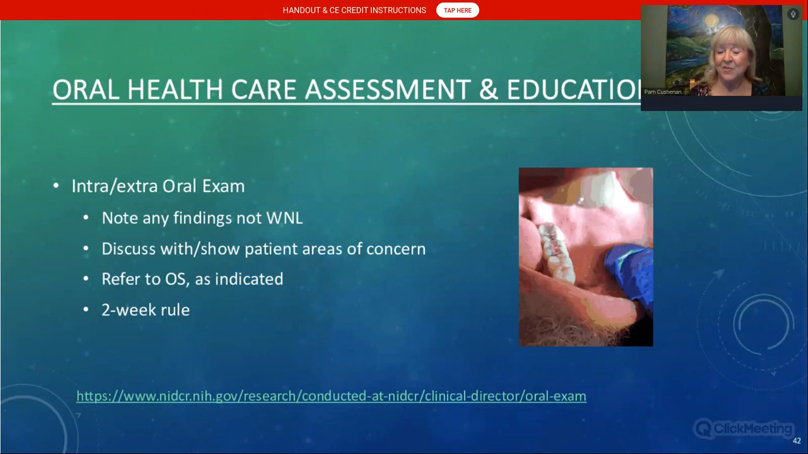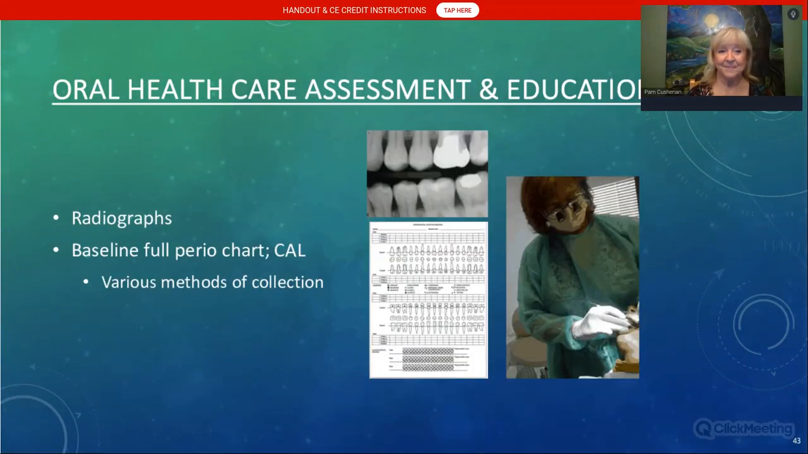And thank God that we educate our patients and that we follow through on this. So again, don't skip this. Only about 36% of offices in the United States do this on a regular routine with patients. It's a lifesaver. All right, radiographs, baseline full perio chart, getting the CAL involved, not just PD, pocket depth.